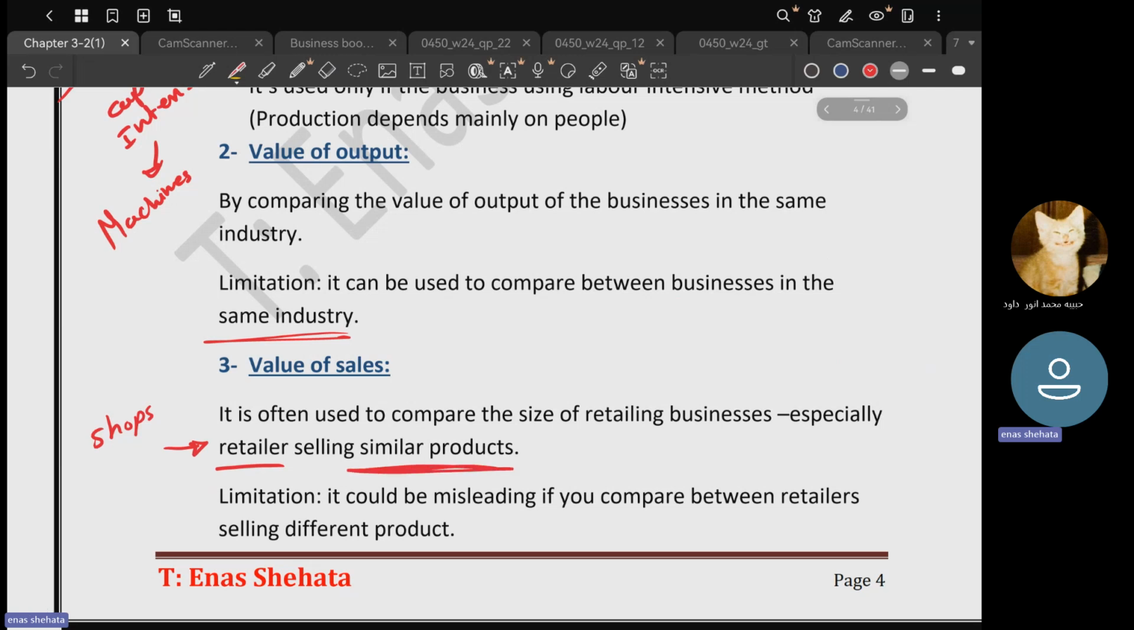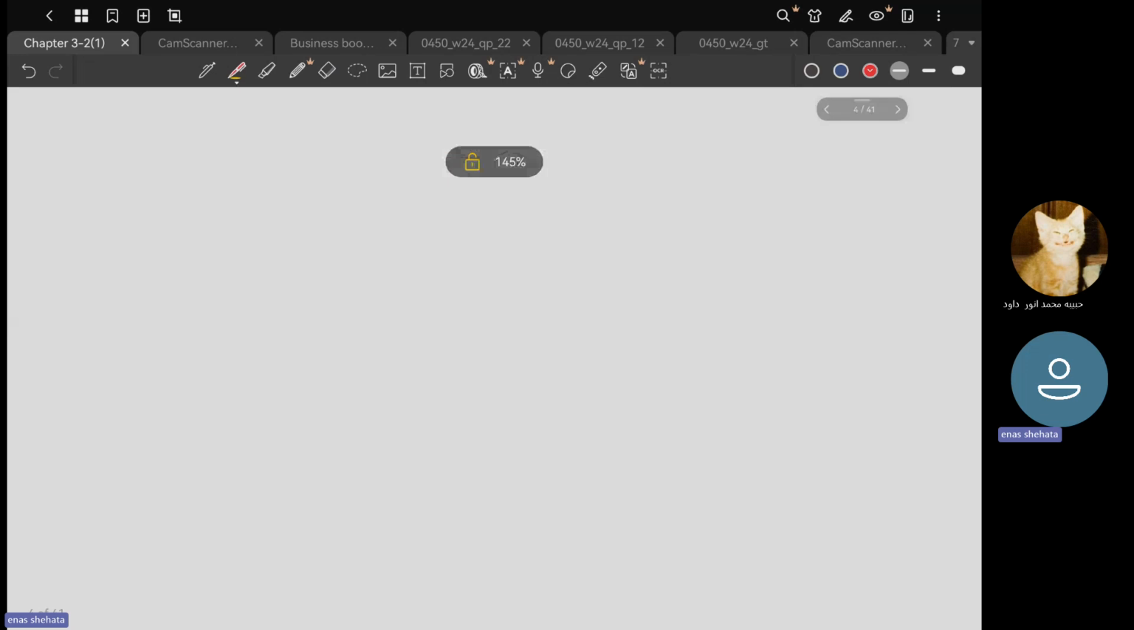I cannot compare a car showroom with a supermarket to see which one is bigger. They must sell similar products if you want to compare between those two businesses using value of sales. So the limitation is that it could be misleading if you compare retailers selling different products.